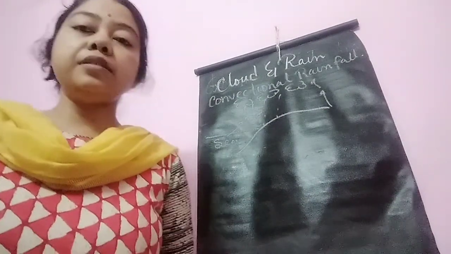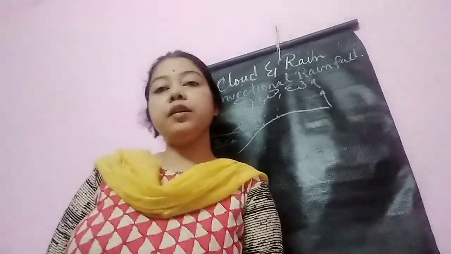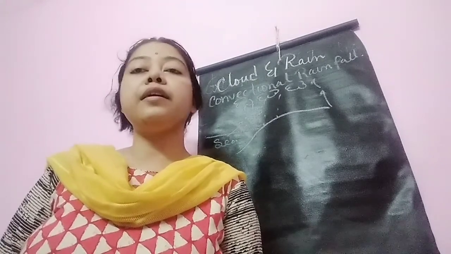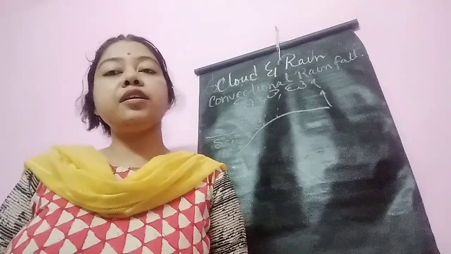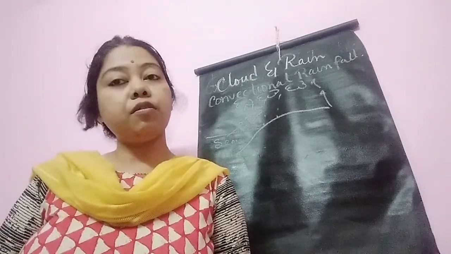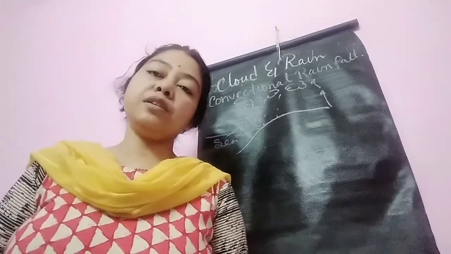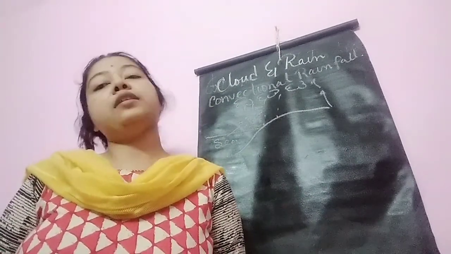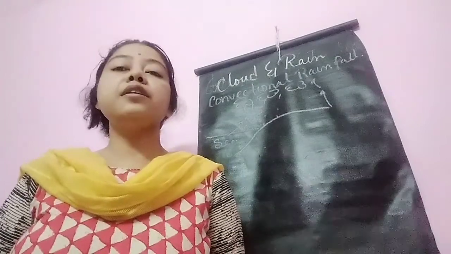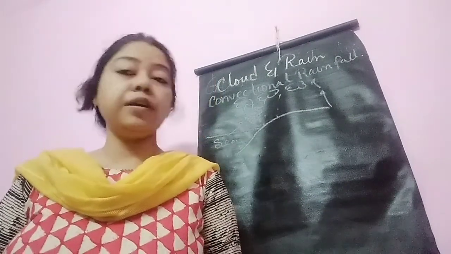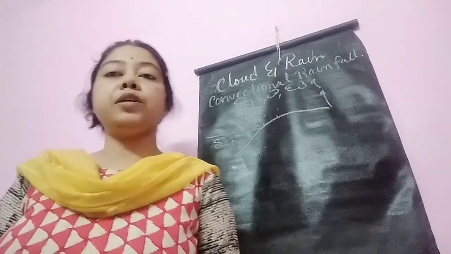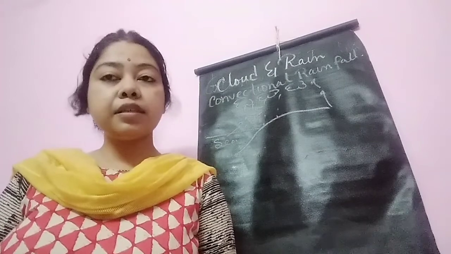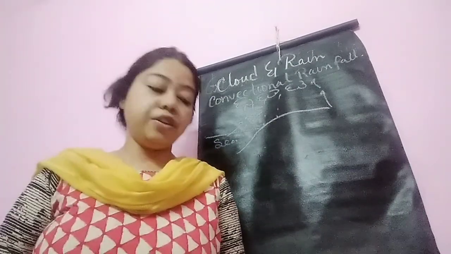From the water bodies, the water evaporates and rises up in the higher atmosphere. While reaching the atmosphere, it comes in contact with the cold air, condensation occurs and clouds form. So here cumulonimbus clouds occur, and when the clouds become too heavy, they cannot float, and they come down on the earth as rain. This type of rainfall is known as convectional rainfall.